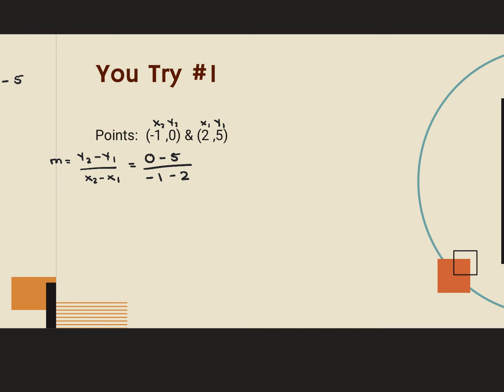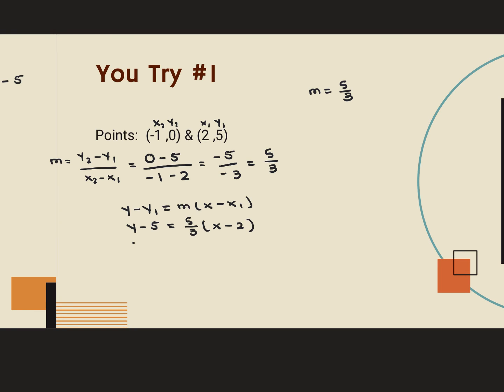All right, so 0 minus 5 gives me -5. -1 minus 2 gives me -3, which gives me a positive 5 over 3. We also could have done it the opposite way. So now we know that my m is 5 over 3. Again, it doesn't matter which point you use. So we have y minus y1 is equal to m times x minus x1. I'm going to choose the second point of 2, 5. So I have y minus 5 is equal to my slope of 5 over 3 times x minus 2.